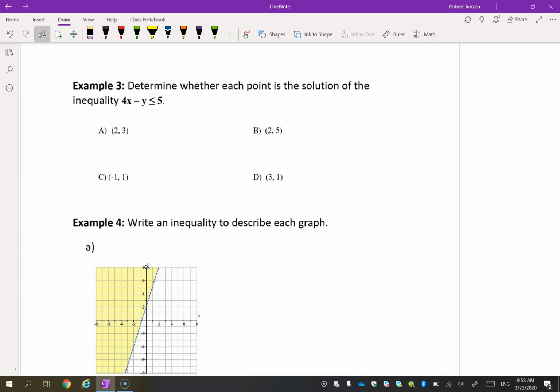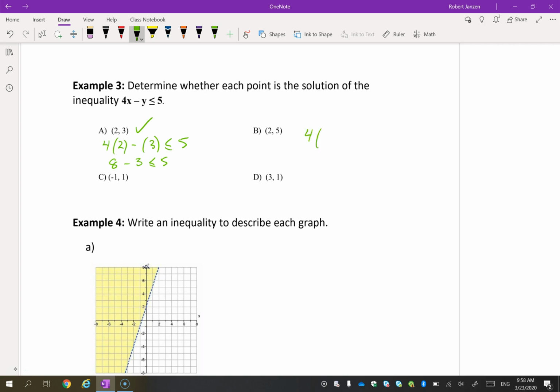Determine whether each point is the solution. So this is just saying, does this point work in this equation? These are really simple questions to do. All you do is plug in the values and you say, is it true or isn't it? So is 8 minus 3 less than or equal to 5? Is 5 less than or equal to 5? Yes. That one is a solution.